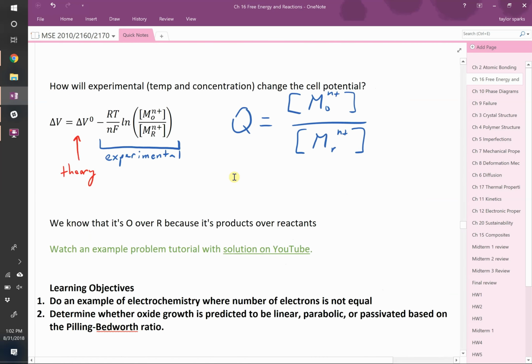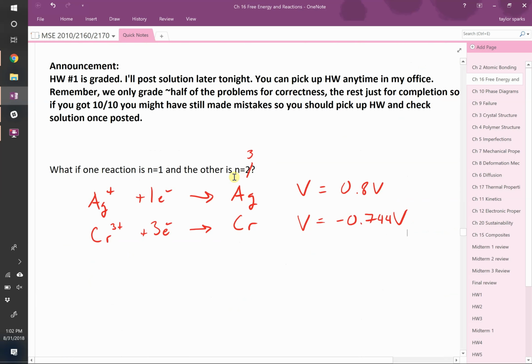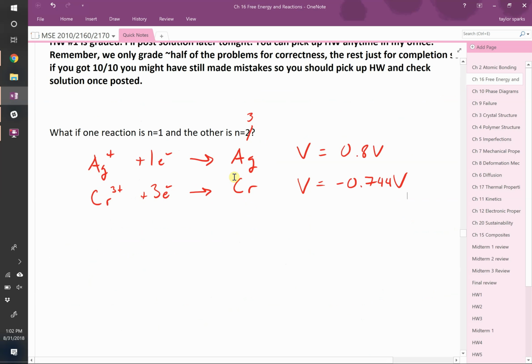Another way to think of this is, okay, we've got these two things. Right now, if we add these up, we don't have a redox reaction because they're both reductions. We need a redox, so reduction and oxidation. So when we flip this, we get chromium goes to chromium 3 plus ions. It dissolves by surrendering 3 electrons. That allows us to change our voltage to now positive 0.744 volts.